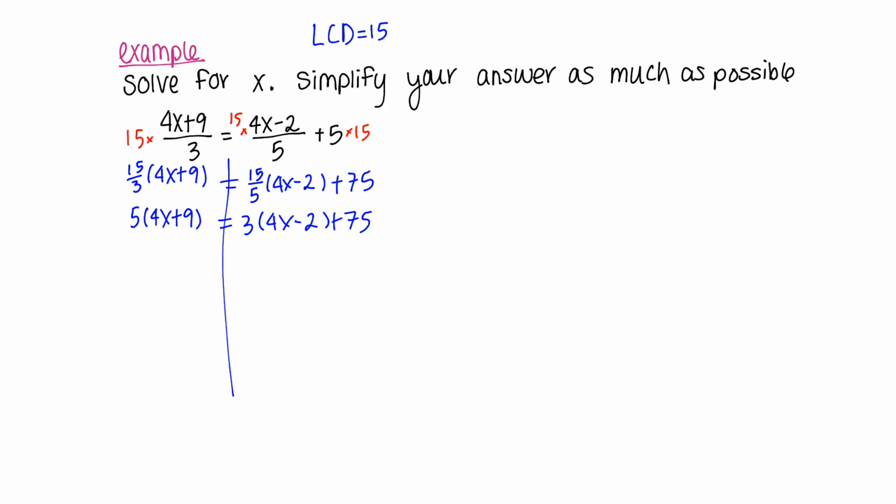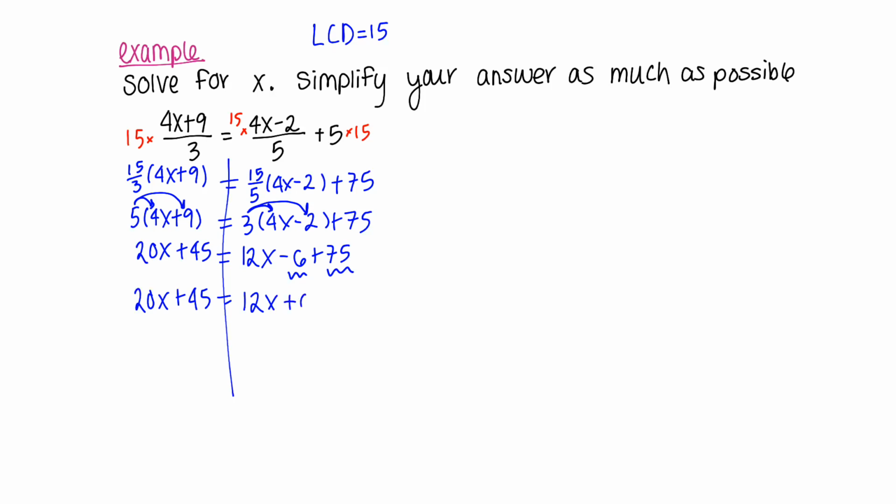Now I'm going to distribute. So distributing the 5 over here and distributing the 3 over here. 5 times 4x is 20x. 5 times 9 is 45. 3 times 4x is 12x, minus 3 times 2 is 6, plus 75. There are like terms to combine on the right-hand side. So 20x plus 45 is equal to 12x, and then negative 6 plus 75 is going to be 69, so plus 69.